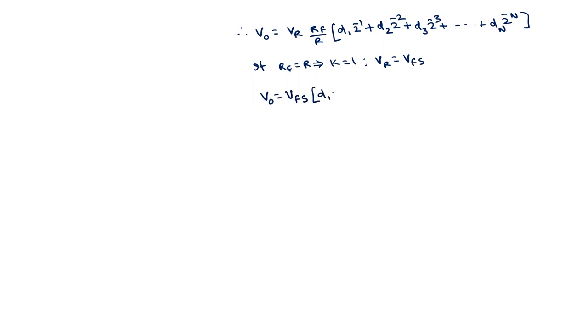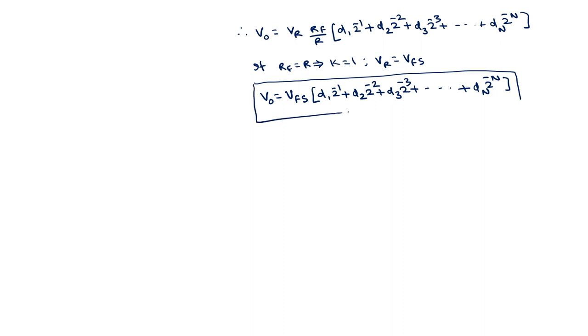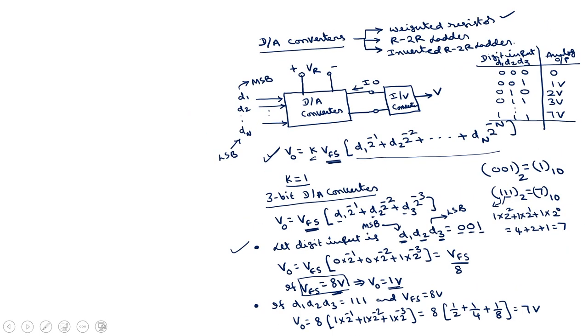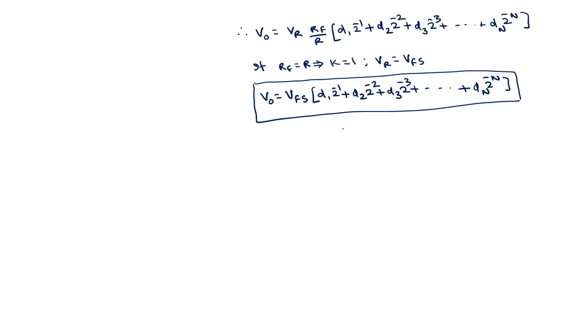into D1 raised to the power of minus 1 plus D2 raised to the power of minus 2 plus D3 raised to the power of minus 3 up to Dn raised to the power of minus n. This is the expression for the output of the DTA converter. The inputs are the digital bits D1 to Dn. And as you have already seen here, if it is 3 bit, this is the expression. So corresponding to 000 we will get 0, 001 will get 1. The same table is valid here also.